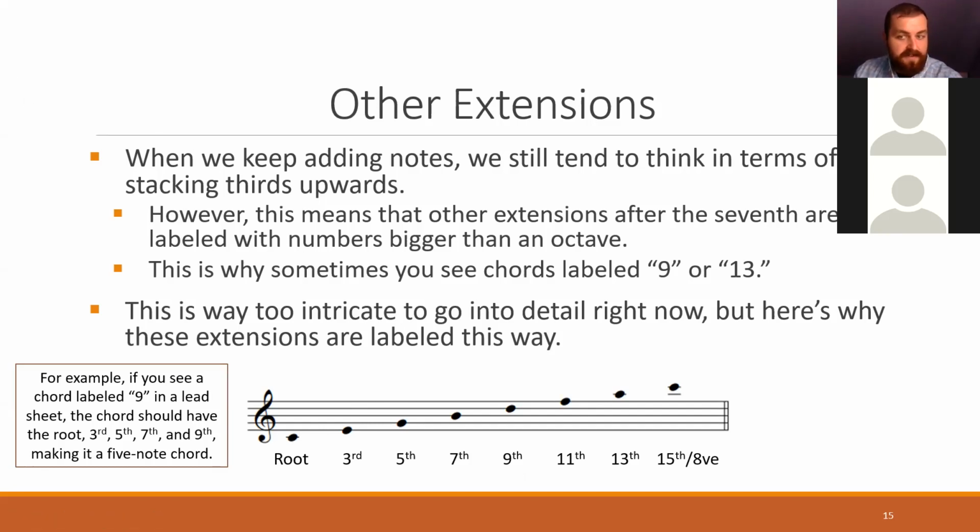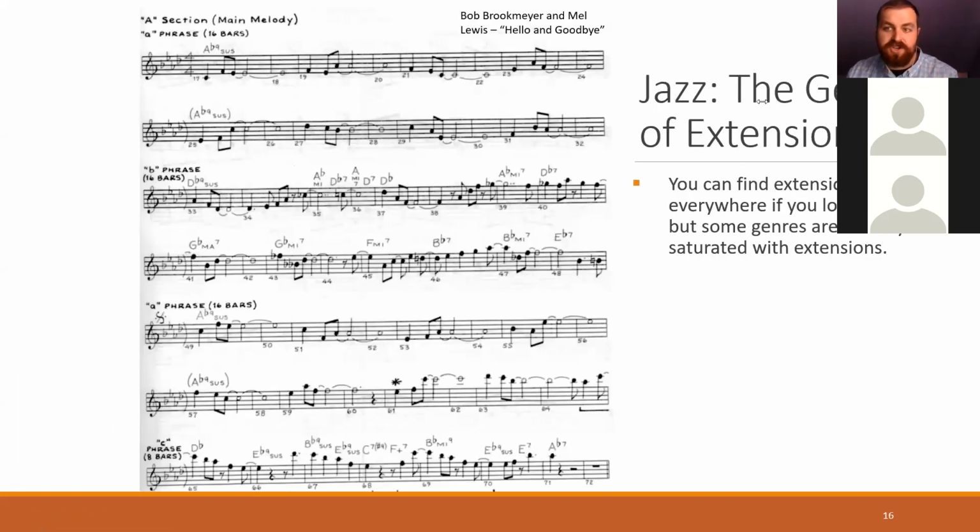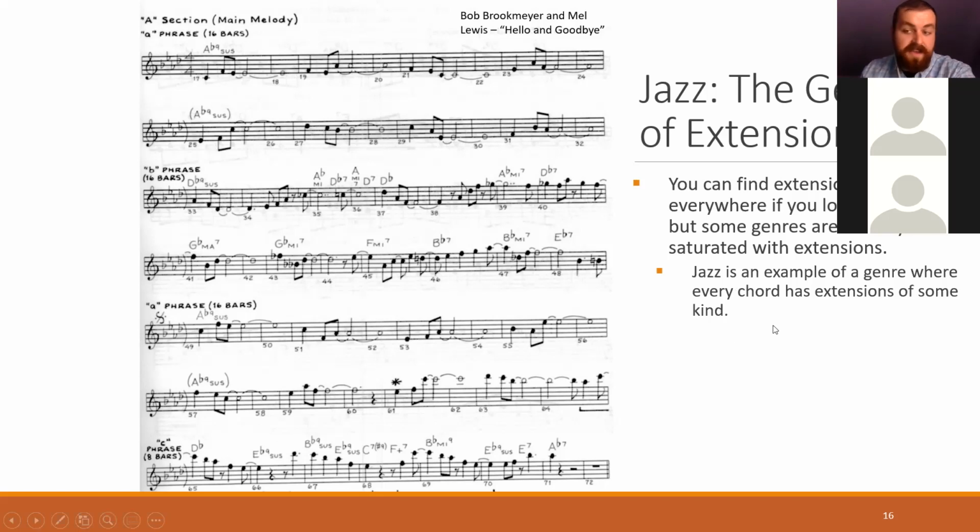Speaking of jazz, let's take a look at jazz, because I like to think of jazz for classes like this as kind of the genre of extensions. You can find extensions everywhere if you look for them, but some genres, particularly jazz, are saturated with extensions. Every single chord will have at least a 7th, if not multiple extensions upwards. Jazz is an example where every chord is extensions of some kind, like I just said.